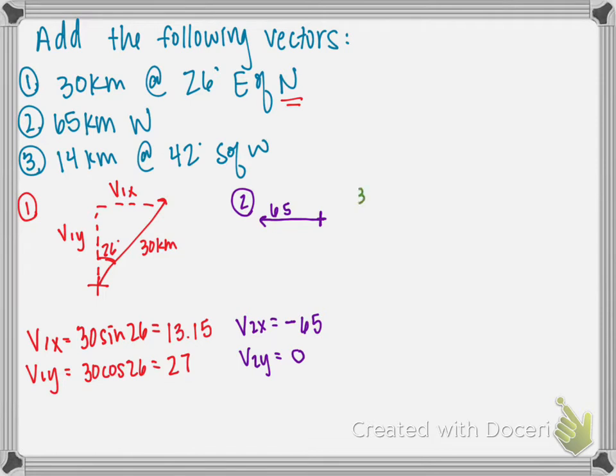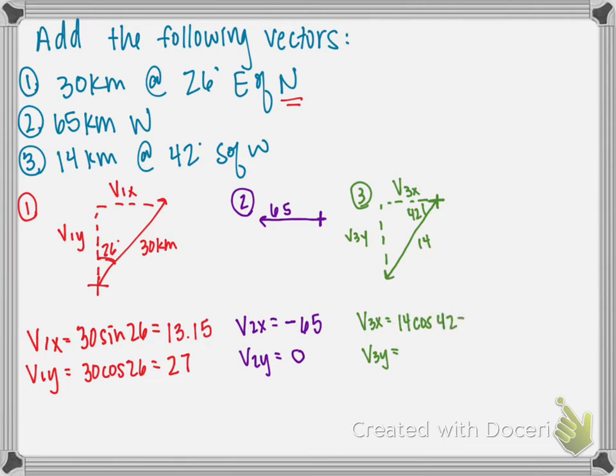Okay, last vector here is vector 3. It's 14 kilometers south of west. So I'm going to draw my vector here to the southwest, and then I'll complete my triangle so that my angle sits south of west. So I would call this V3x and V3y. Okay, for x here, what am I going to use, sine or cosine? This time I'll use cosine for x.